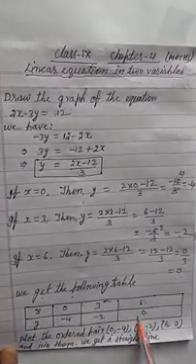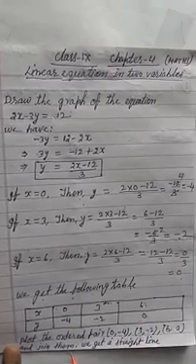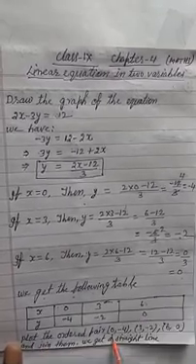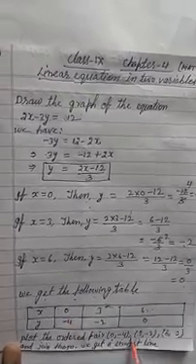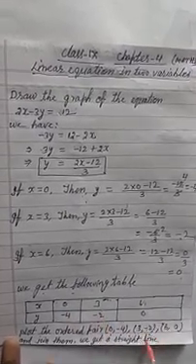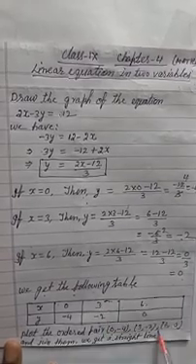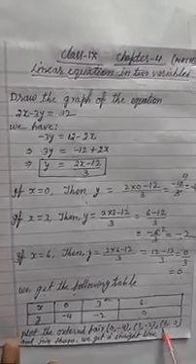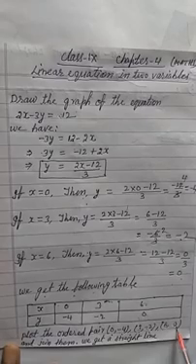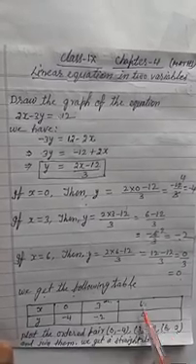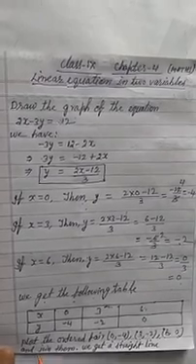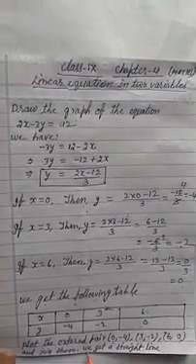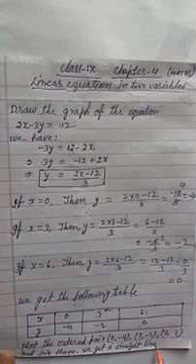After making the table, we get ordered pairs. So plot the ordered pairs: 0 and minus 4 in the bracket, second 3 and minus 2, and then 6 and 0. Because we get 3 values from the table, we have to plot them on the graph. After plotting, we join them, and after joining we get a straight line.